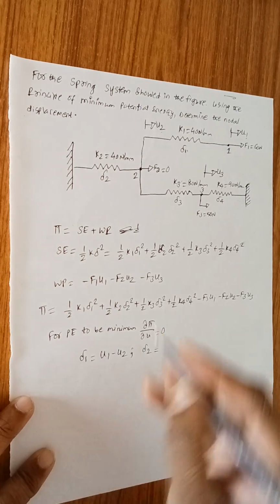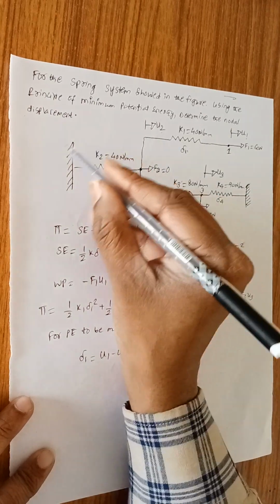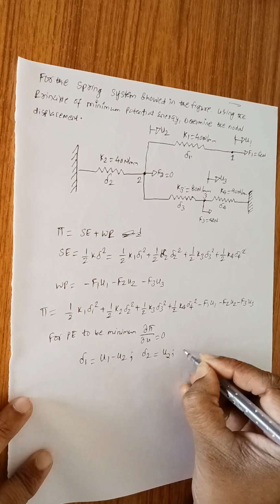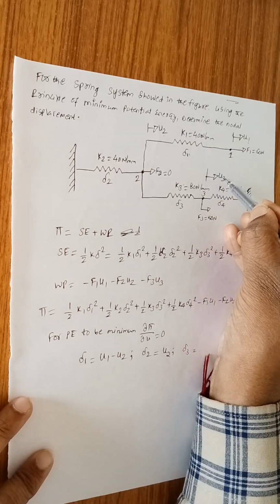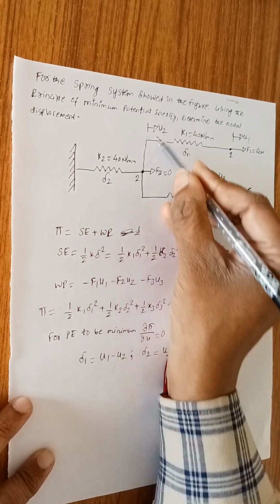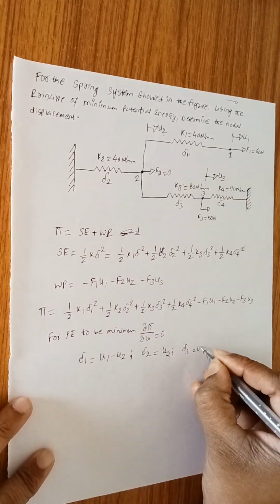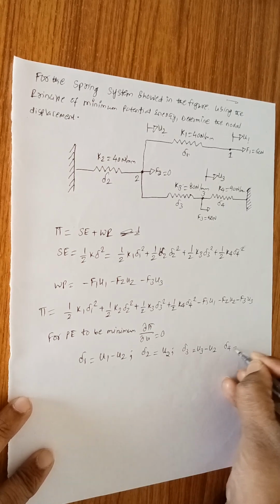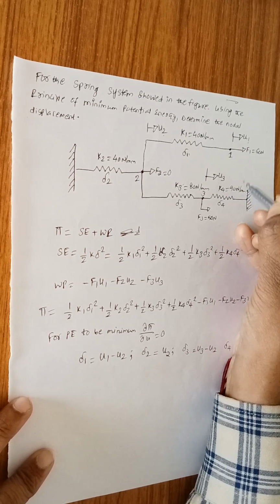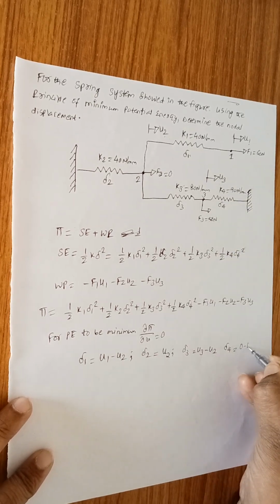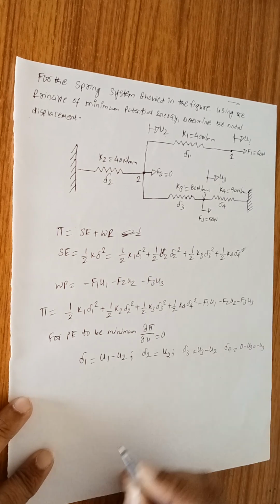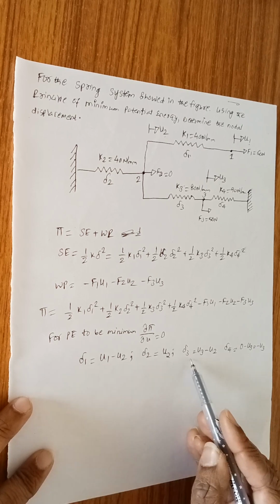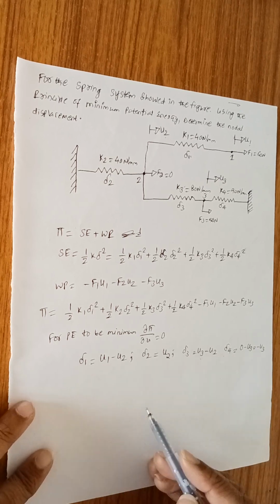Next, delta 2. Delta 2, the displacement on the right hand side is u2, and on the left hand side you don't have anything. Therefore it is u2 minus 0, which is u2. Next, delta 3. Delta 3, the displacement on the right hand side is u3, the displacement on the left hand side is u2. So u3 minus u2. And delta 4. Delta 4, the displacement on the right hand side you don't have anything. The displacement on the left hand side is u3, 0 minus u3, which is going to be minus u3. So finally you have got all the 4 displacements. Delta 1 equal to u1 minus u2, delta 2 equal to u2, delta 3 equal to u3 minus u2, and delta 4 equal to minus u3.